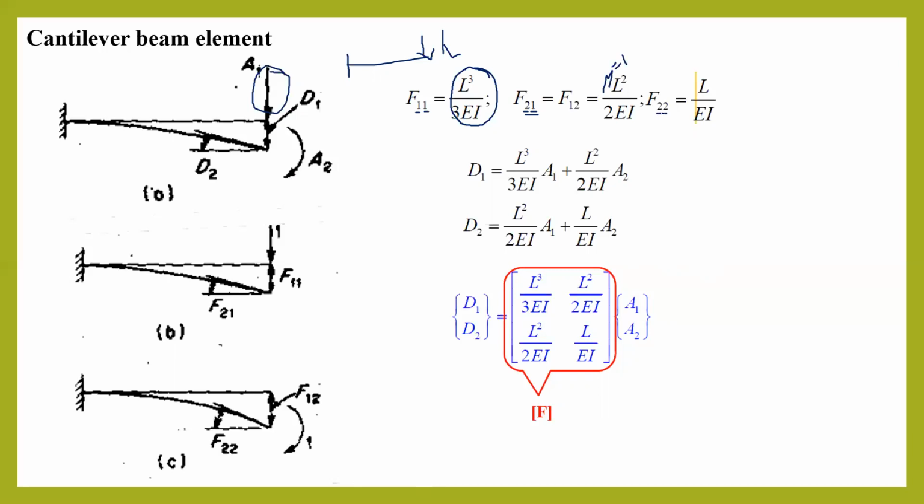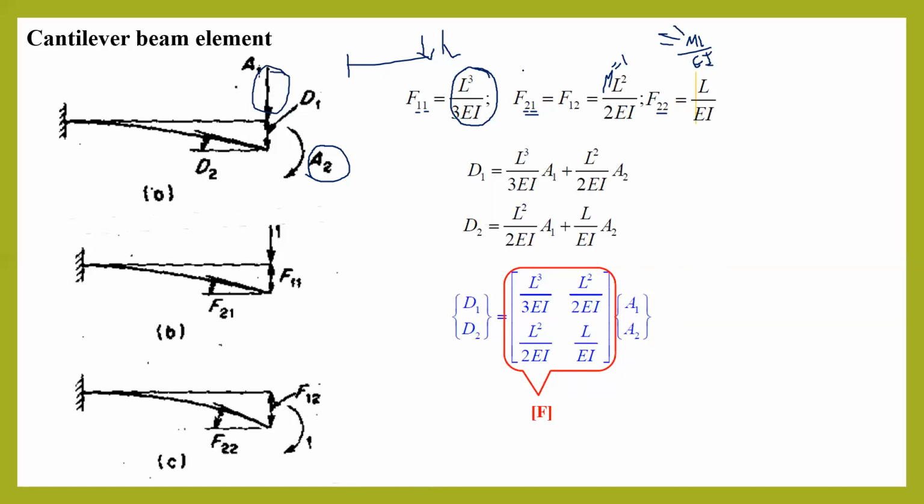And F22. So here what is F22? In this direction itself we need the rotation, and we have applied the unit moment there. So because of that it will be ML by EI. So that is your corresponding rotation value, and M is equal to 1. So therefore L by EI.